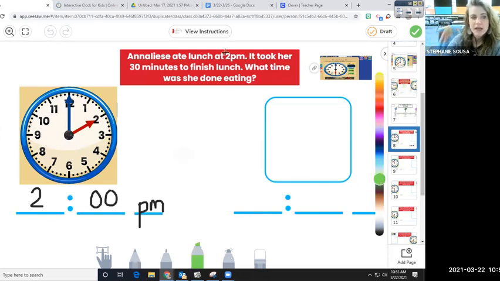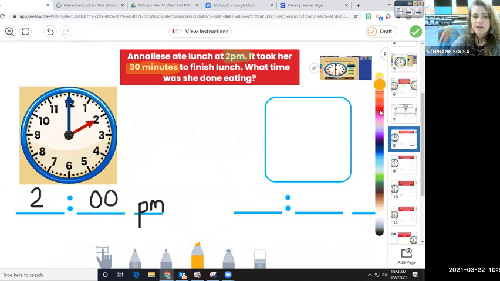Annalise ate lunch at 2 p.m. That's when she started lunch, so I'm going to make it green, like a go on a stoplight. She ate lunch at 2 p.m. It took her 30 minutes. I'm going to make this yellow because that's how long it was going on. That's when she started to slow down, was in that 30 minutes, okay? It took her 30 minutes to finish lunch.